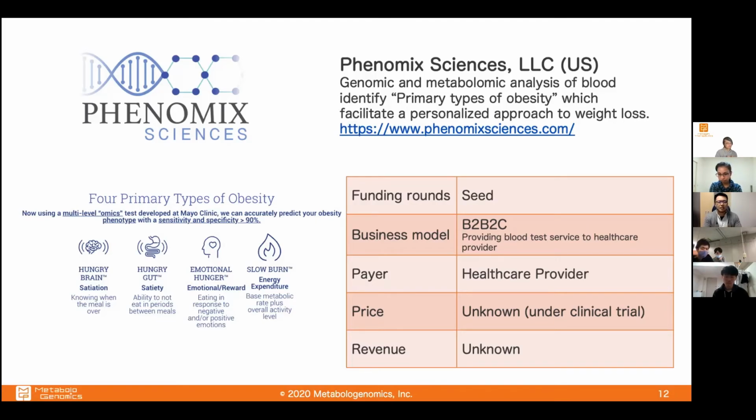And after that, the information will be provided to the healthcare provider, and they will provide you a personalized approach to lose weight more efficiently. And this one has also been in clinical trial since 2019. So the service is not open yet. The price is unknown, but I presume they will have some kind of efficient effect for the obesity approach.